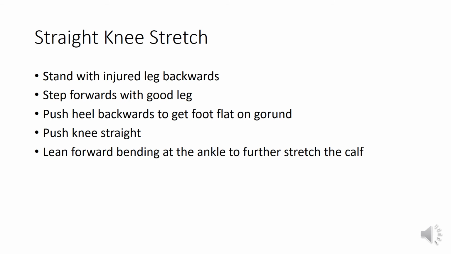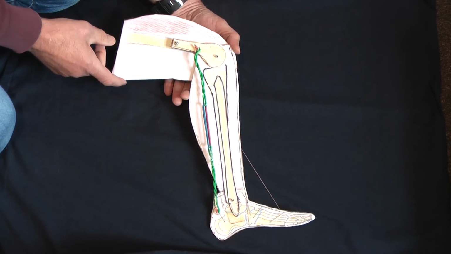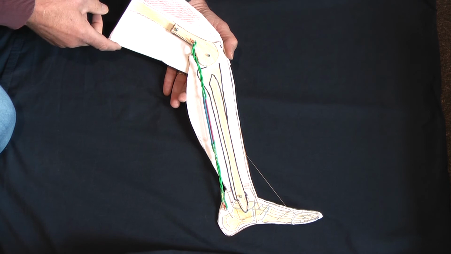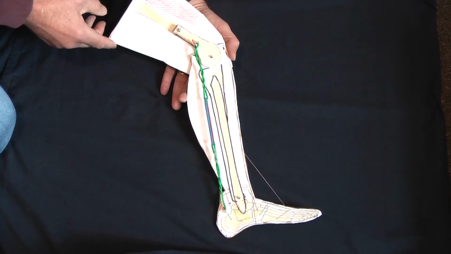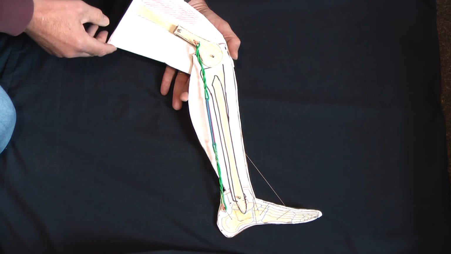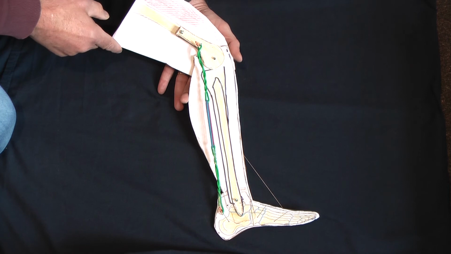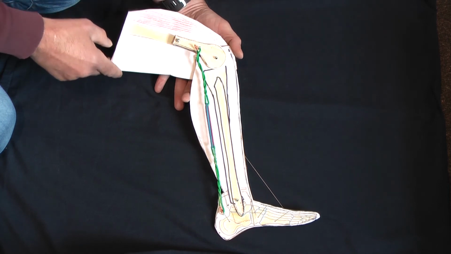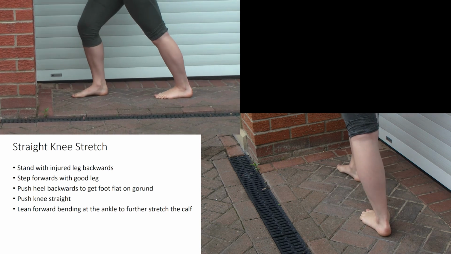The model demonstrates the principles of the straight knee stretch, where straightening the knee out stretches the calf muscle whilst the foot is fixed. This is demonstrated in the video, where the injured leg is put at the back and you take a step forwards with your good leg.